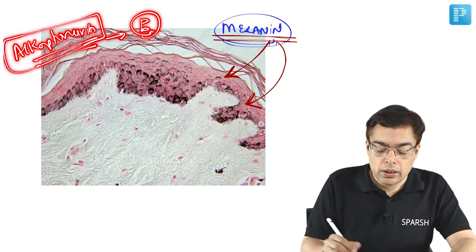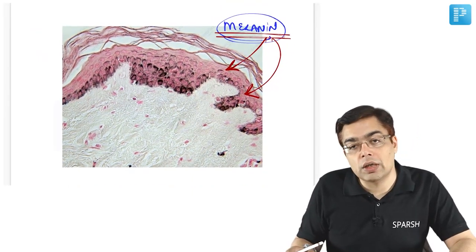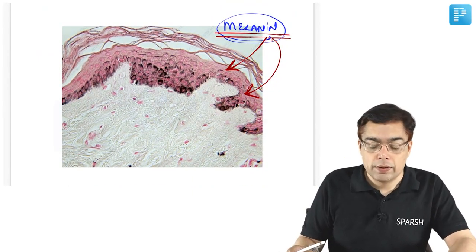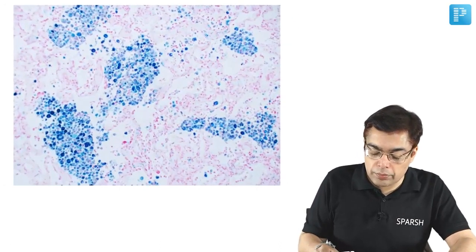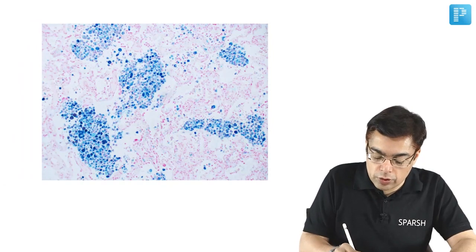Of course, the biochemistry link: alkaptonuria can be seen because of deficiency of an enzyme, which is given the name of homogentisic acid oxidase. Now we are going to talk about the next important pigment, that is hemosiderin. Hemosiderin, loved by our examiners for multiple reasons.